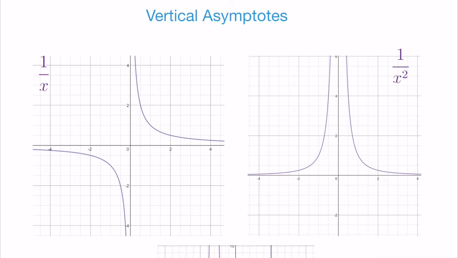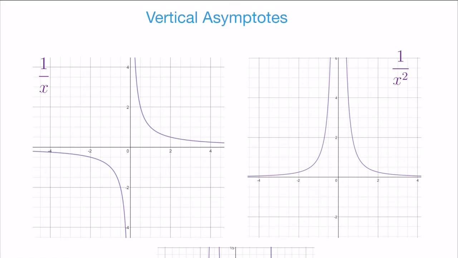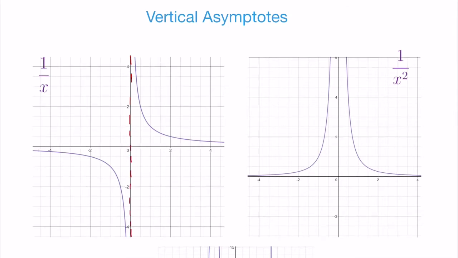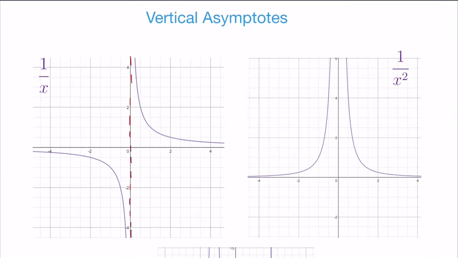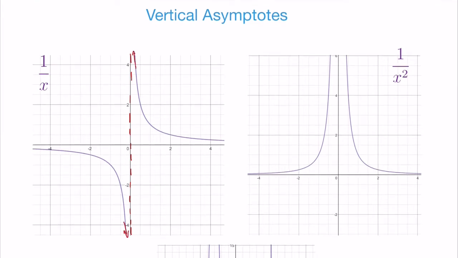1 over x is not defined at 0. If you plug in 0, you get 0 in the denominator. That means we have a vertical asymptote at 0. Look, the behavior of the graph is it is approaching the asymptote, but it will never touch it. You never touch a vertical asymptote.